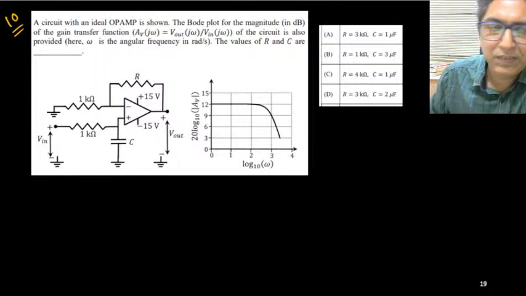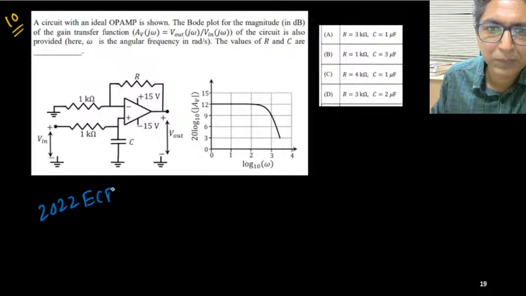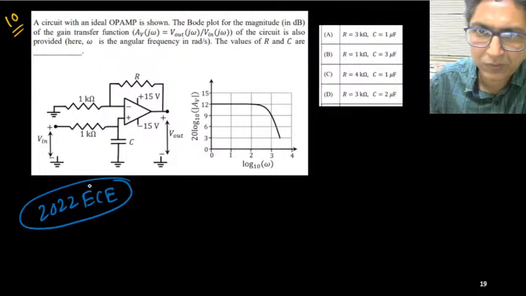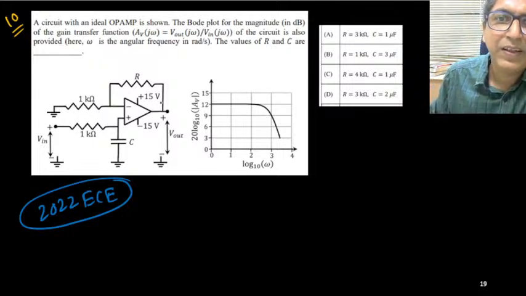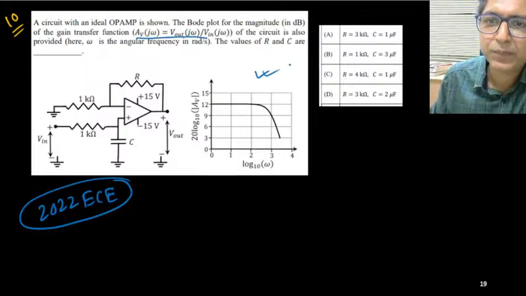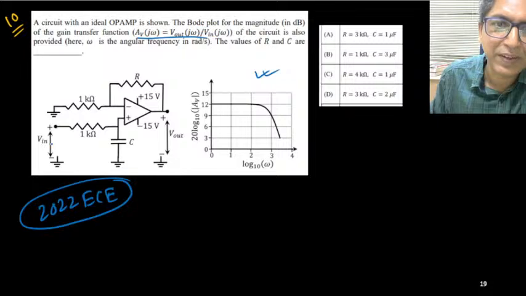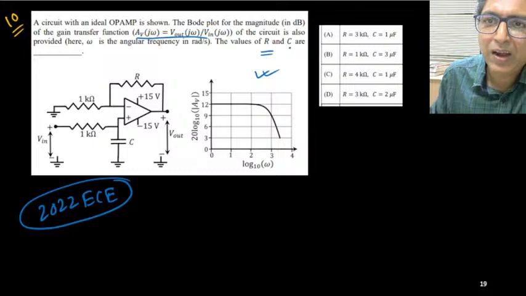So this is a recent paper problem. This problem appeared in the GATE ECE 2022 paper. Okay. What is the question? The question is that this gain function AV, its plot is given here. And the circuit is mentioned here, this side. You need to find out these two values, R and C. R is this resistance, and this capacitor.